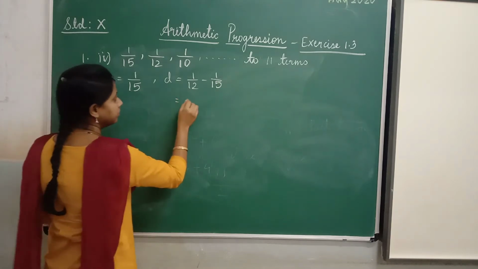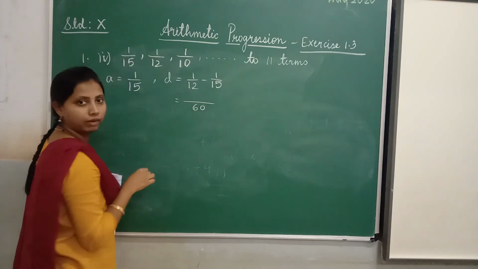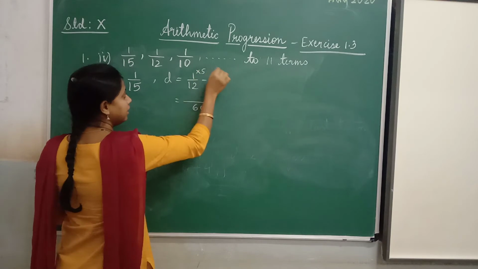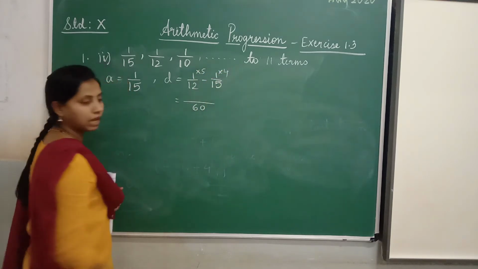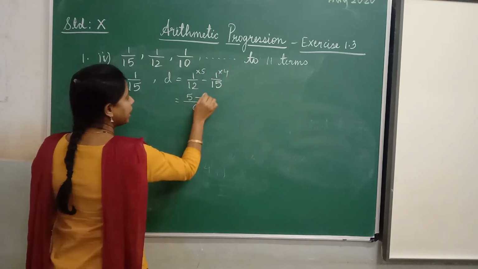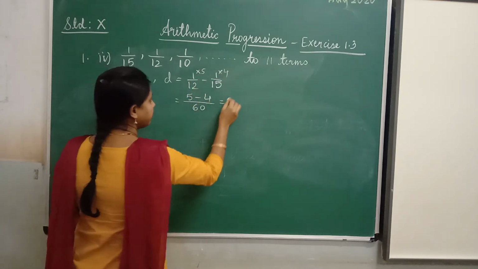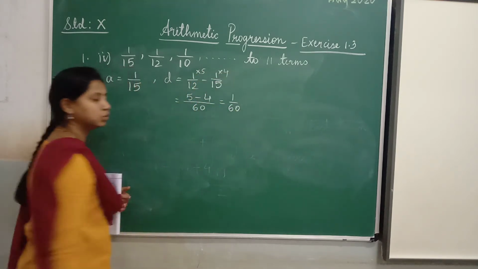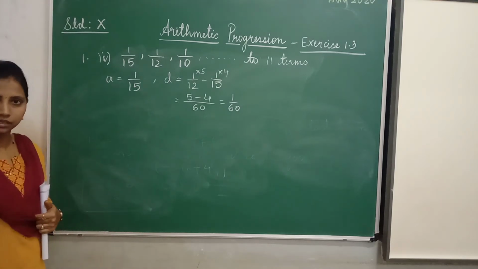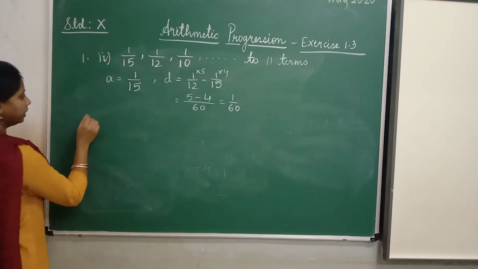Now take the LCM. LCM will be 60, 12 and 15. So here 12 5s are 60 and 15 4s are 60. Yes children? So 5 minus 4. 1 into 5 is 5 minus 4. 5 minus 4 is 1 by 60. So the difference here is 1 by 60. Okay? Now use the formula.